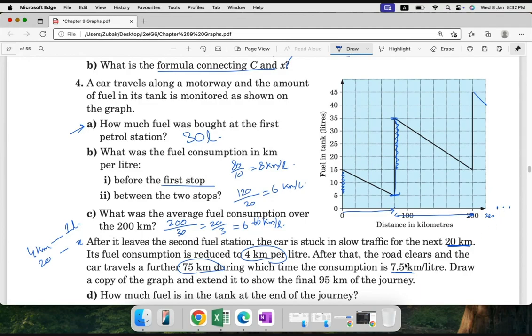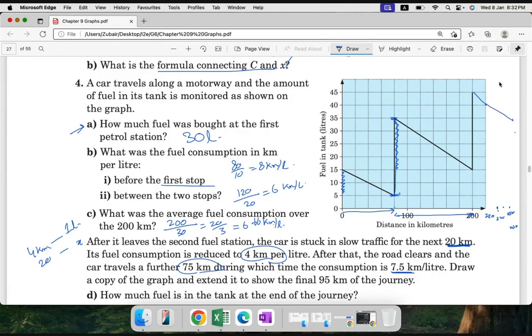Let me check for 5. 7.5 into 5 is 37.5. So 220 to 40, 220 plus 37.5, I'm getting 257.5. So 40, then 50, and then 260. Between these, we would just put a point against that and draw the line. This would be a little less steep.